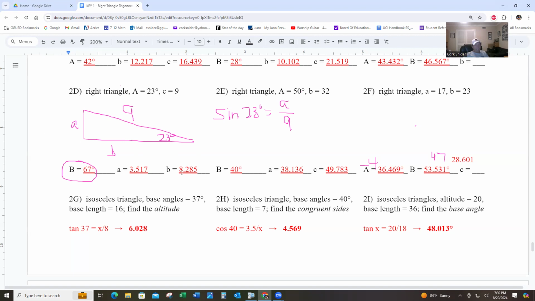Now, how do we get B? We got a lot of options, but what I'm going to do is the cosine of 23 degrees. You do have other options, but I'm going to do the cosine of 23 degrees equals adjacent B divided by 9. So all I really have to do is cosine of 23 times 9.